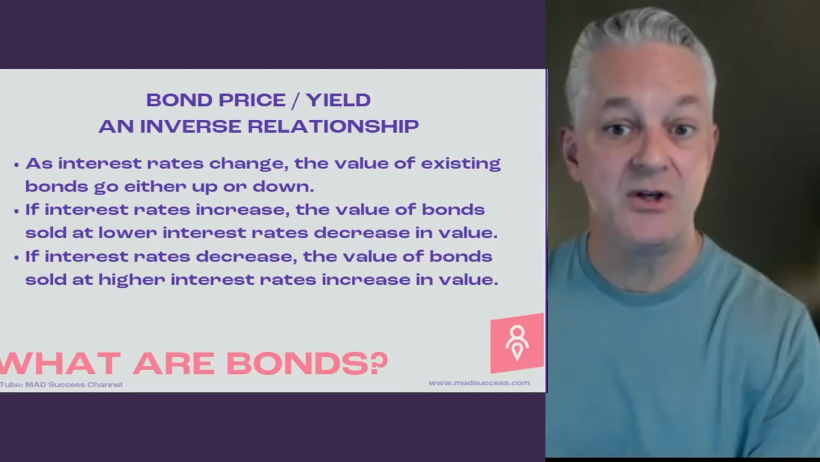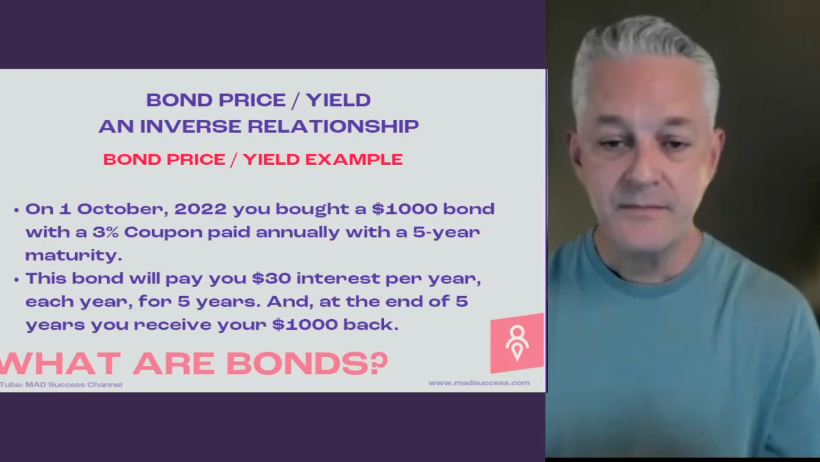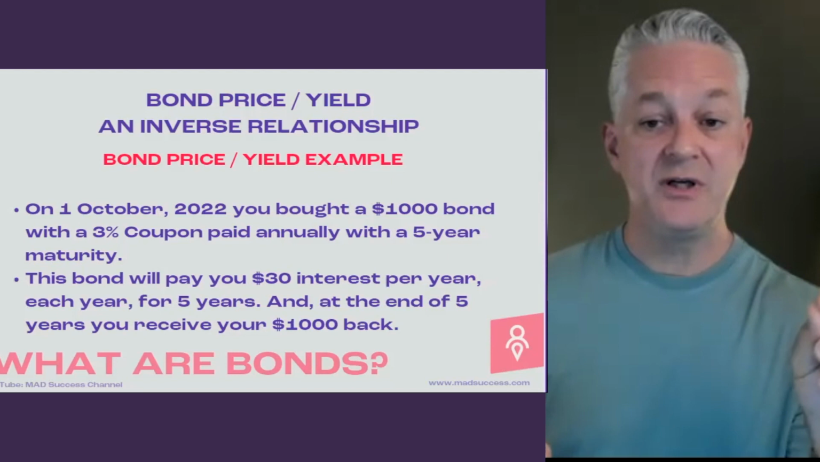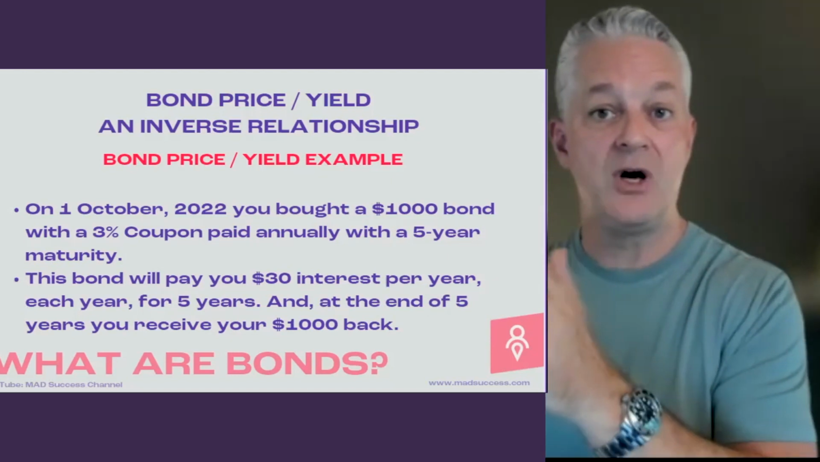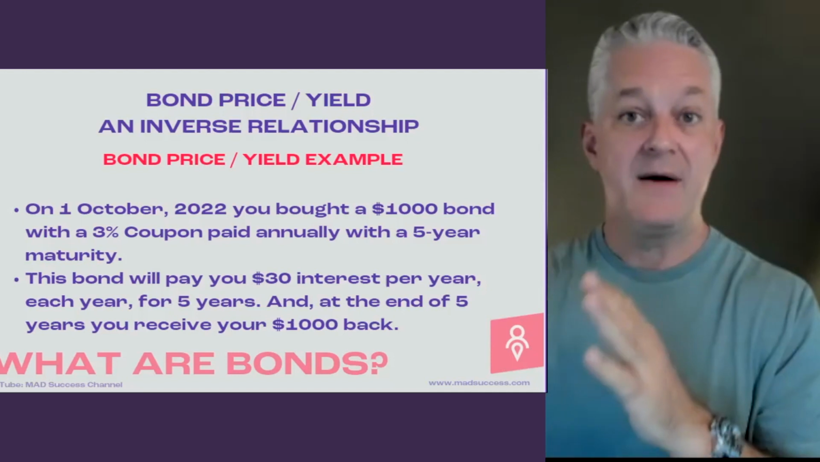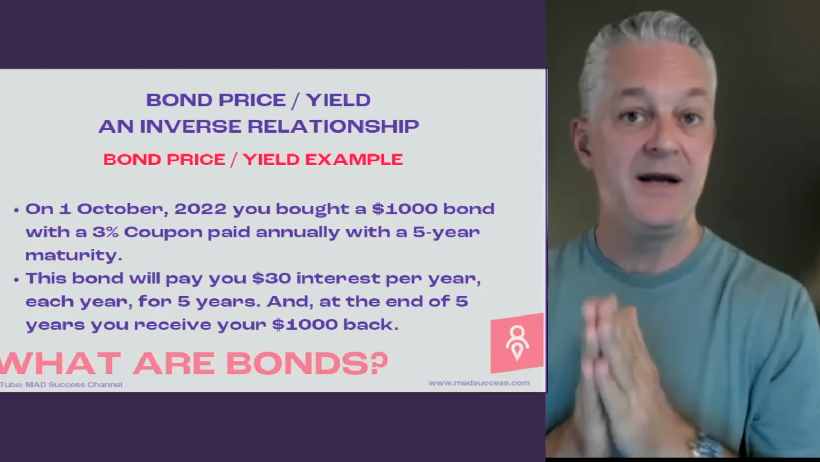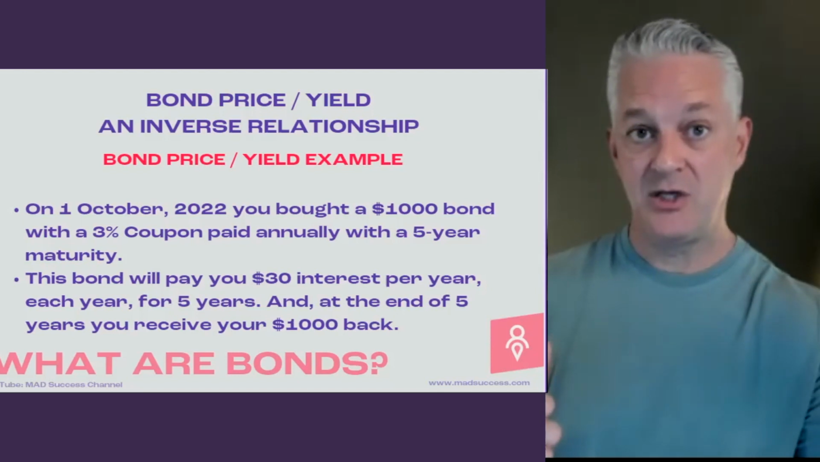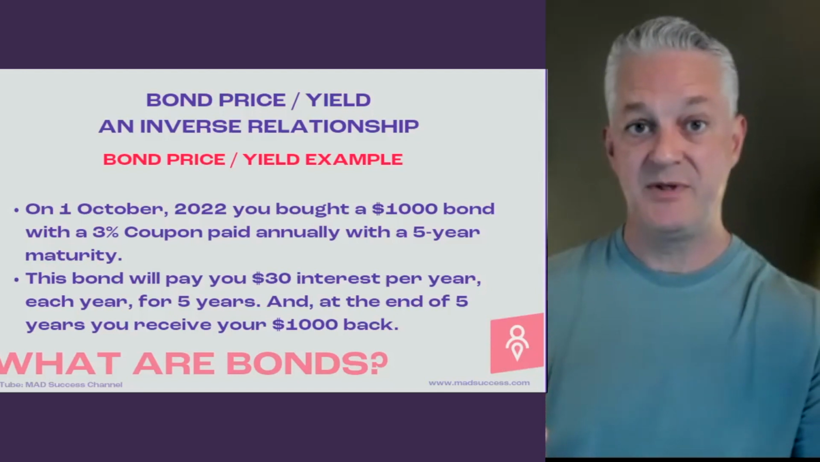That's the first thing you need to know. Well, why does that happen? Let's go through an example. On October 1st of this year, you bought a $1,000 new issue bond with a 3% coupon with a 5-year maturity, okay? So the yield was at 3%, the coupon at launch, at par, at face value, was 3%.